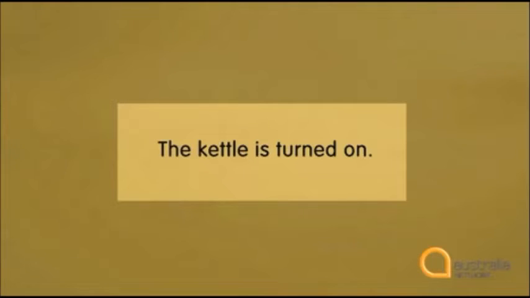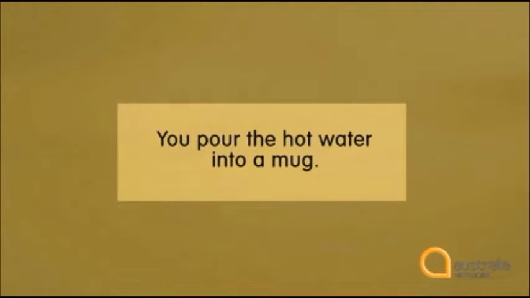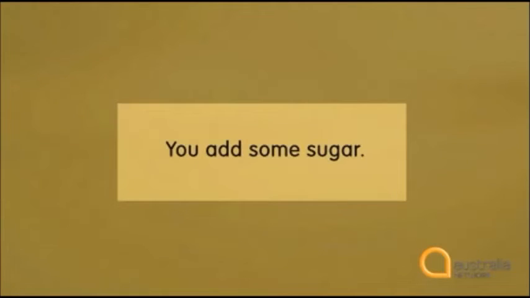The kettle is turned on. You boil the water. The water is boiled. You pour the hot water into a mug. The hot water is poured into a mug. You add some sugar. Some sugar is added. Then you can drink it. Then it can be drunk. But we'd usually say, then it's ready to be drunk.